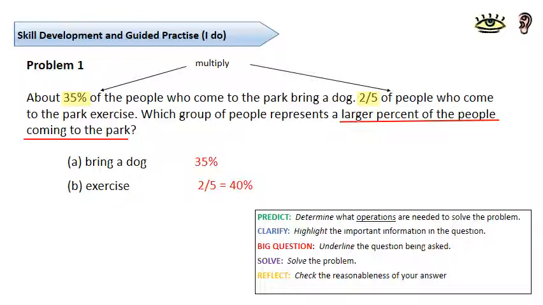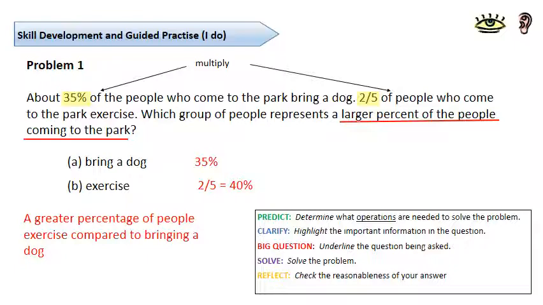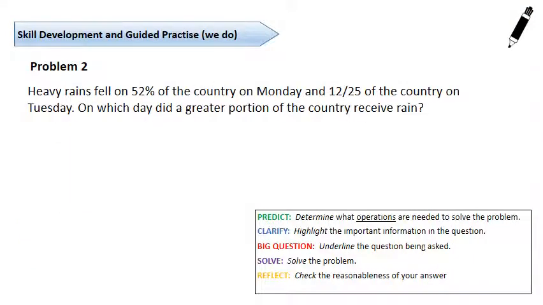And then you can finish that off with a sentence because the question was given to us in a sentence. So just something easy like this: a greater percentage of people exercise compared to bringing a dog. Okay, let's do another example. Okay, so let's have a look. Heavy rain fell on 52% of the country on Monday and 12/25 of the country on Tuesday. On which day did the greater portion of the country receive rain?